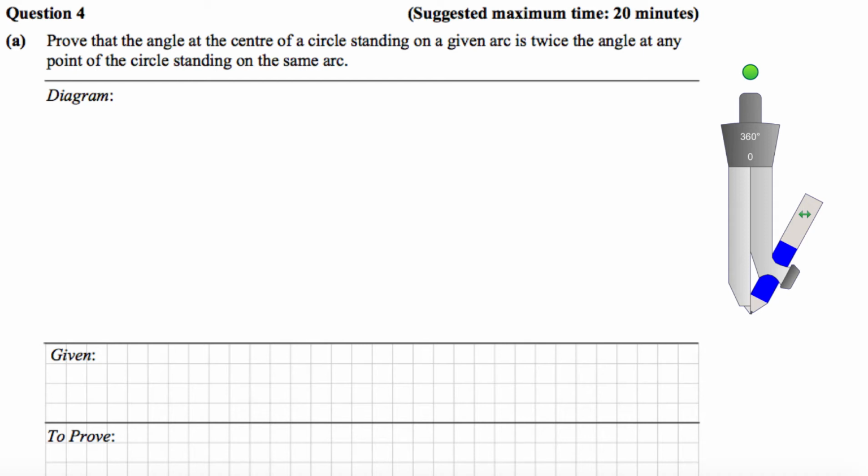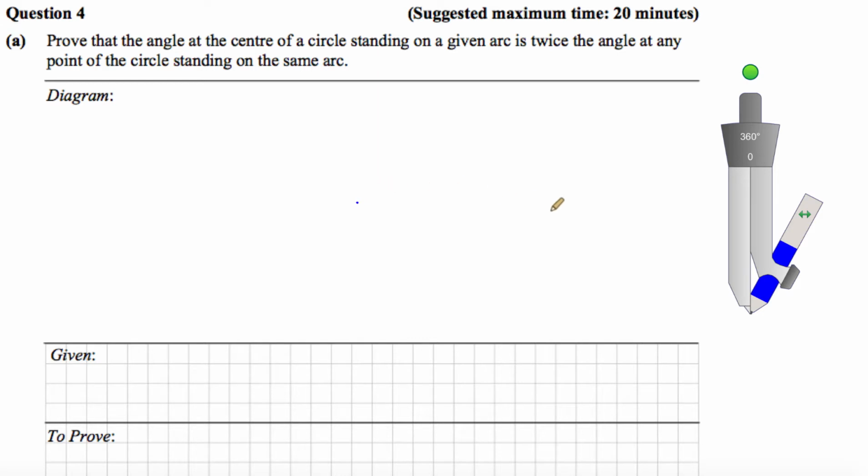So this is the 2014 Junior Cert Higher Level Paper 2, and we're looking at question number 4. Part A says, prove that the angle at the center of a circle standing on a given arc is twice the angle at any point on the circle standing on the same arc. Okay, so this is one of our theorems.